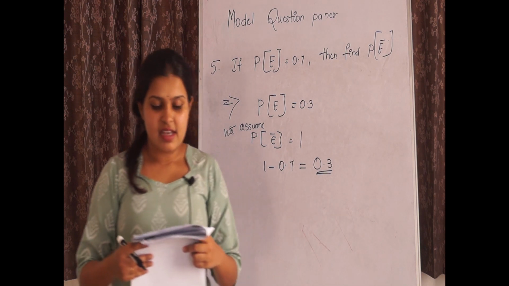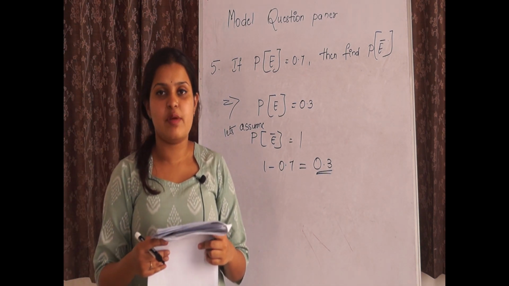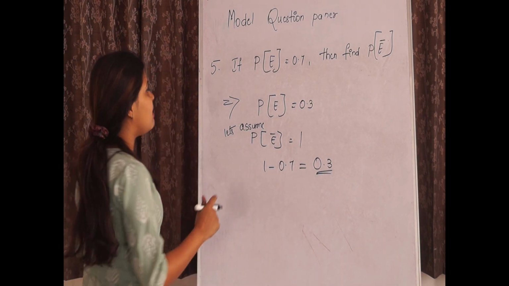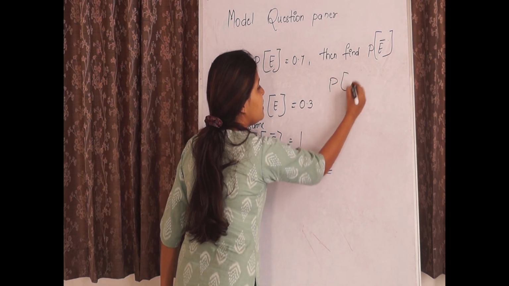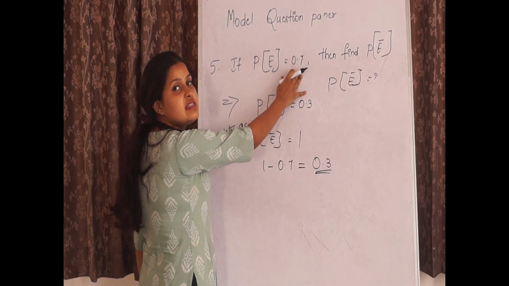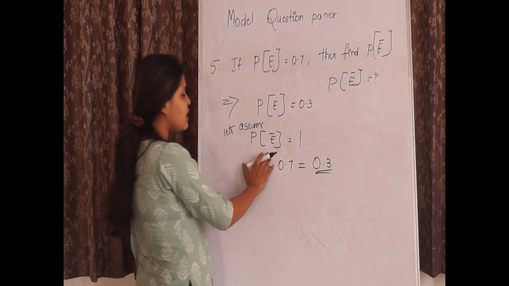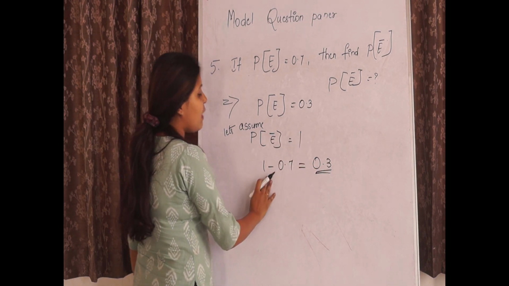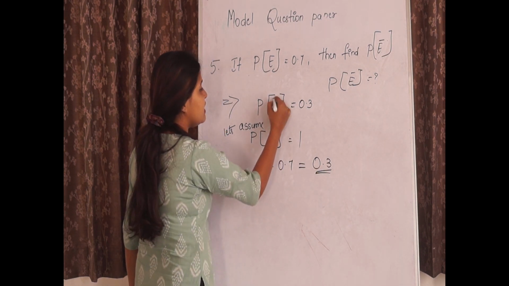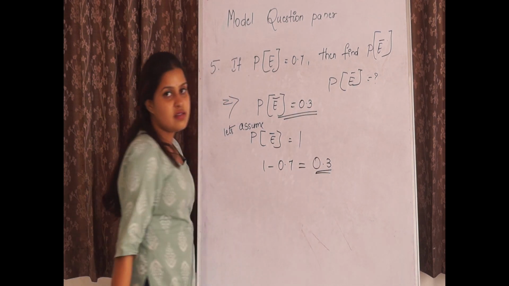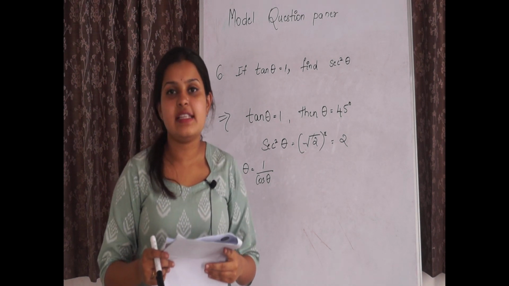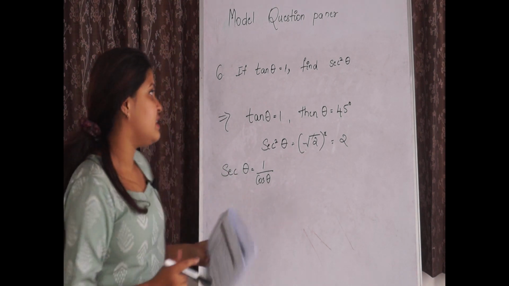For any event E, if P(E) is equal to 0.7, then find P(E bar). Now let's find P(E bar). If P(E) is 0.7, then P(E bar) is equal to 1 minus 0.7, which will be 0.3. So P(E bar) is 0.3.